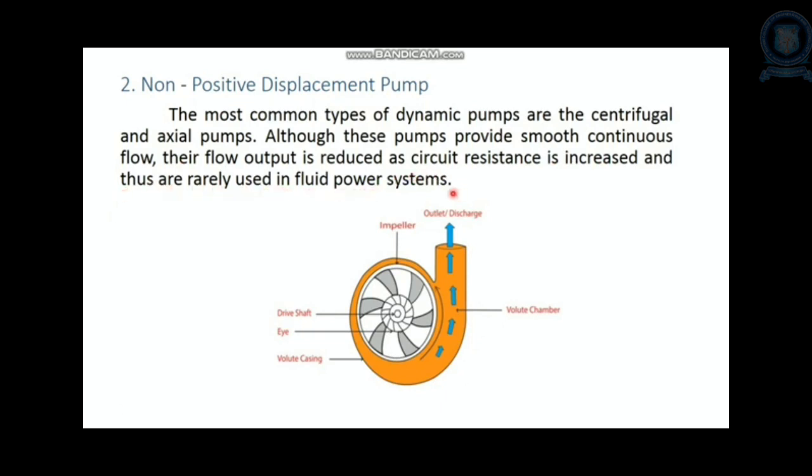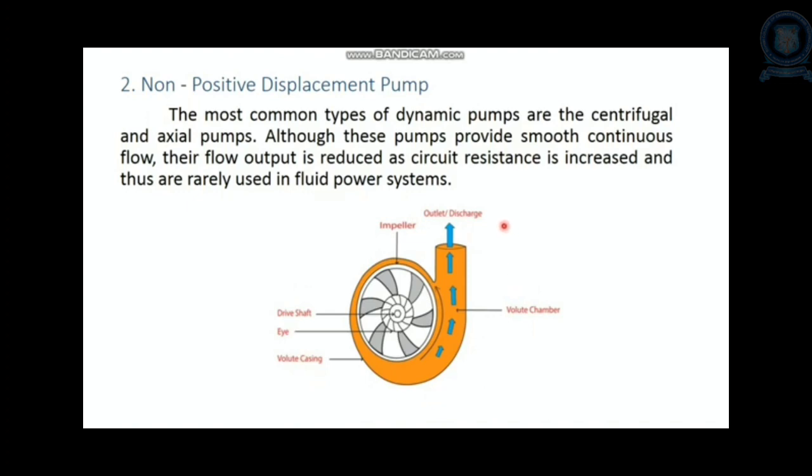In a non-positive displacement pump, an equal quantity of fluid will not be delivered for every revolution of the impeller or every stroke of the pump. This is the main disadvantage of this pump. In hydraulic power systems, we mainly use positive displacement pumps only. This is the centrifugal pump. The centrifugal pump is a major example of a non-positive displacement pump.